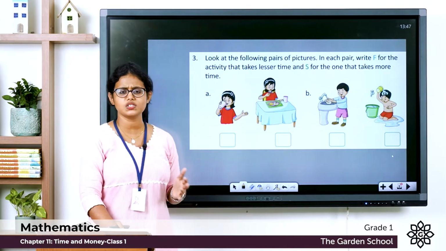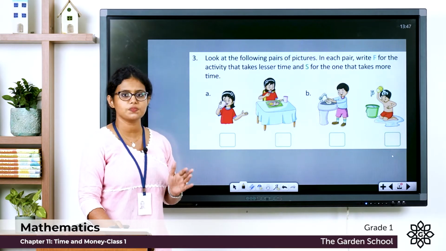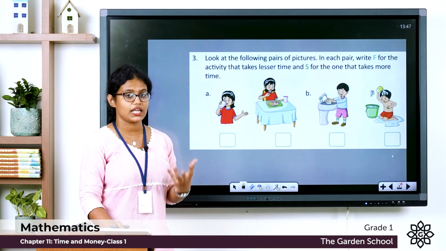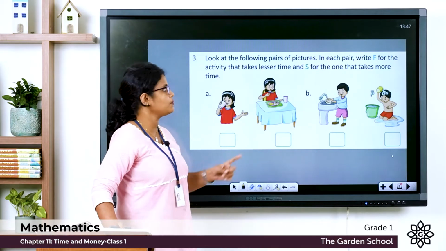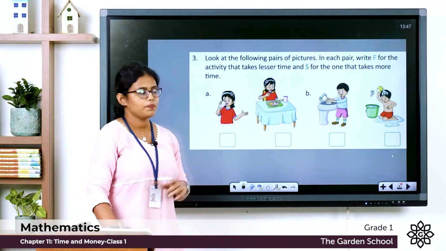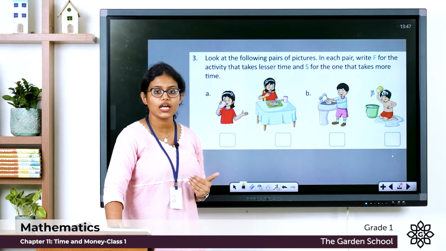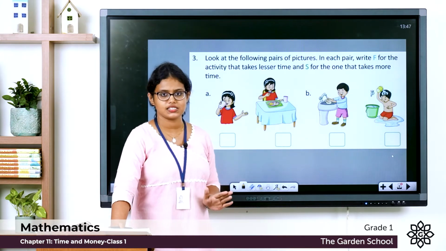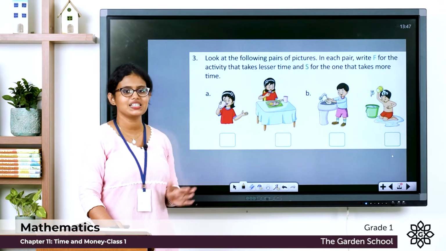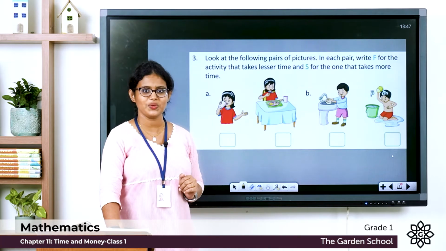So can you all do this by yourself? Okay. The activity that takes less time, you have to write F. And the activity that takes more time, you have to write S. Fine? Can you all do it? So you can do this by yourself. Okay.